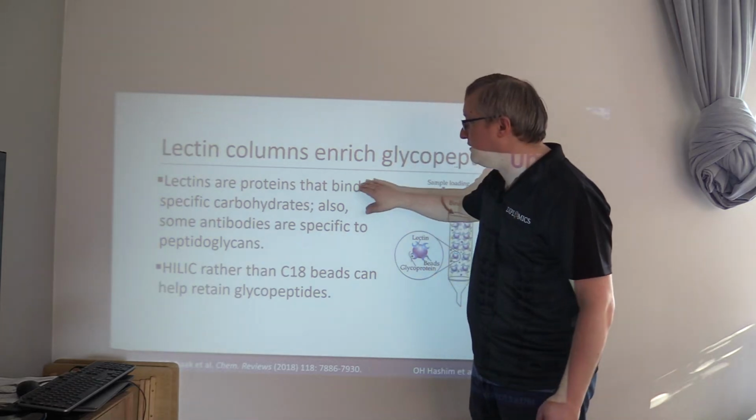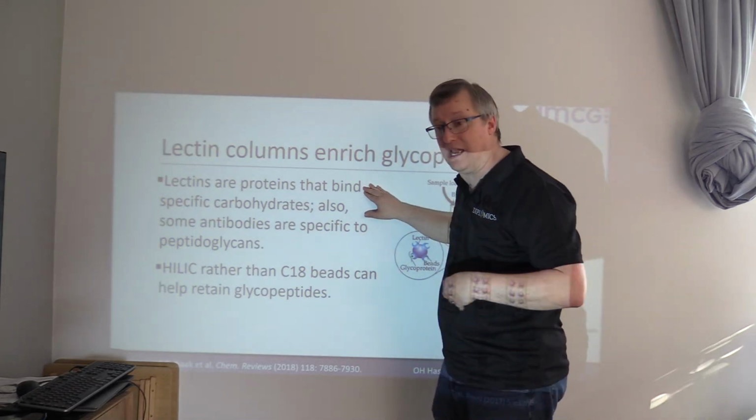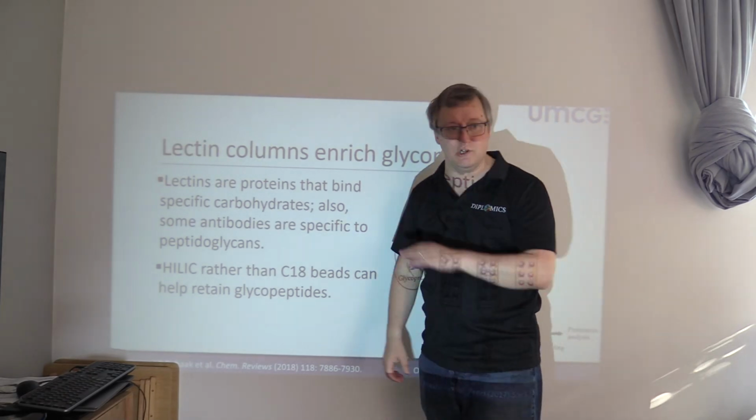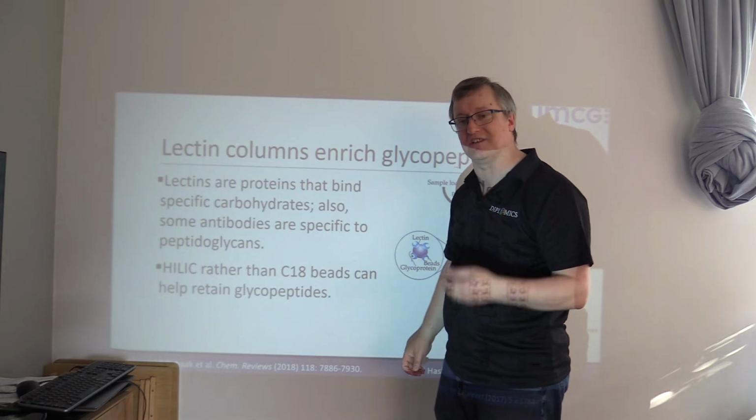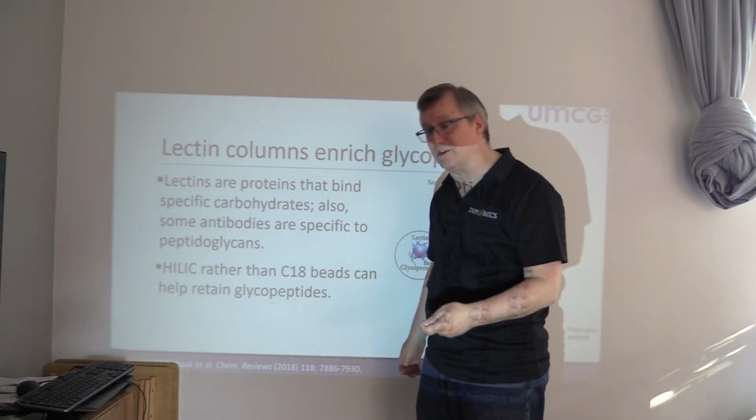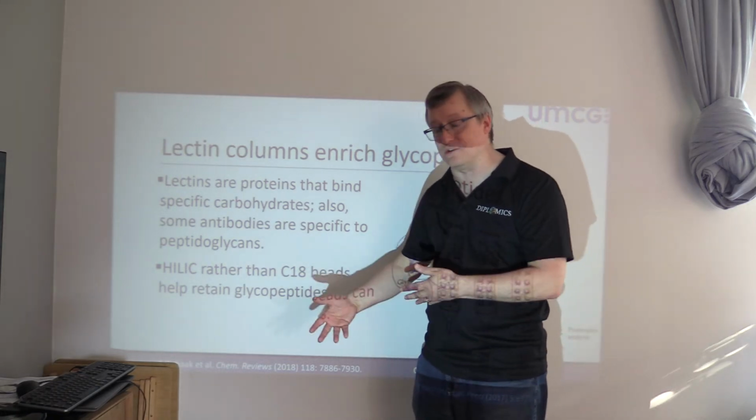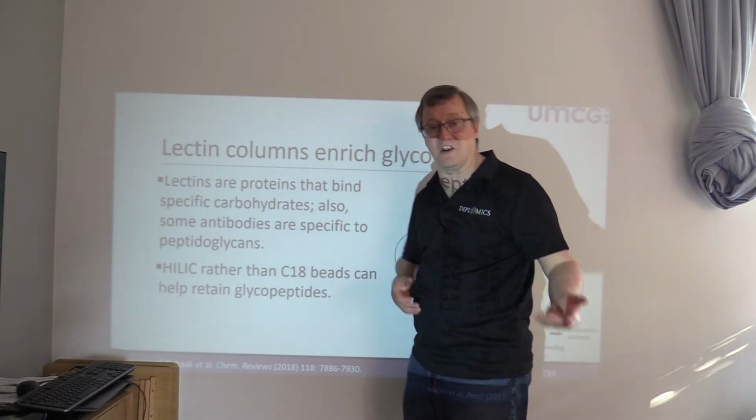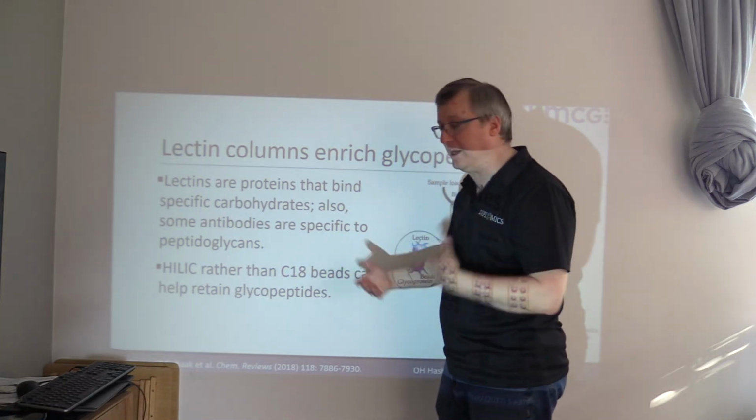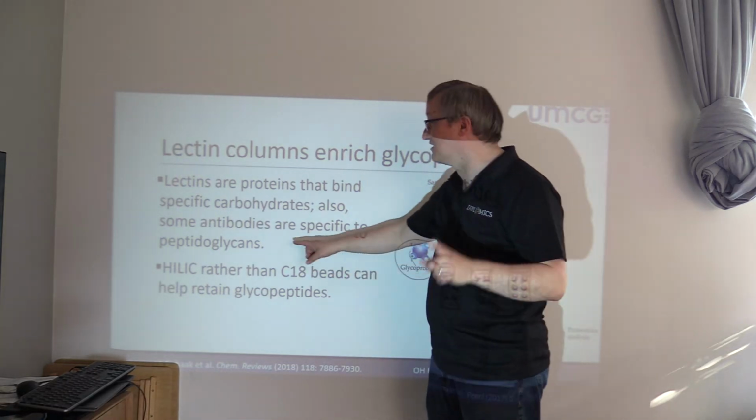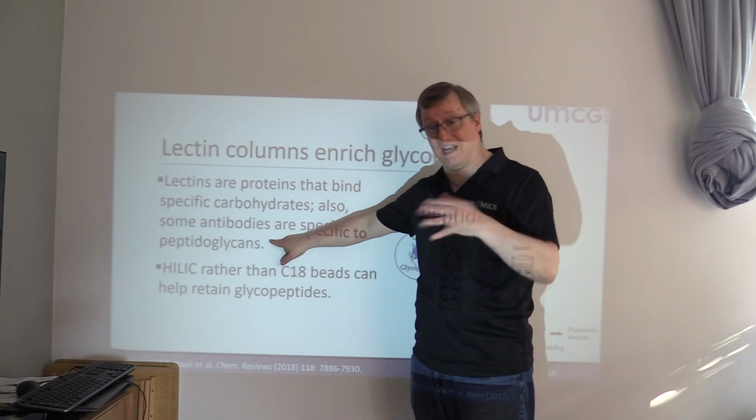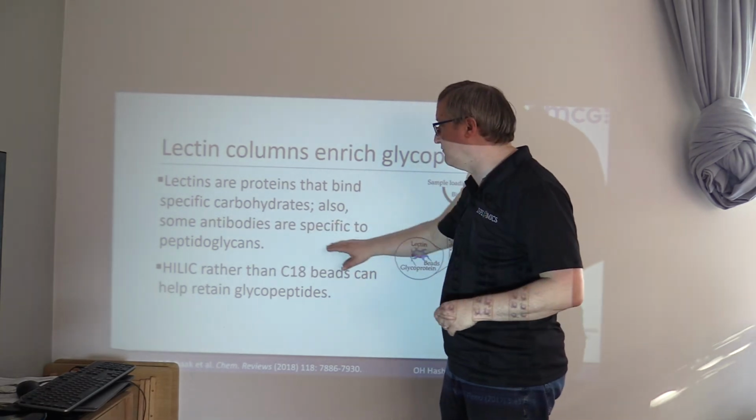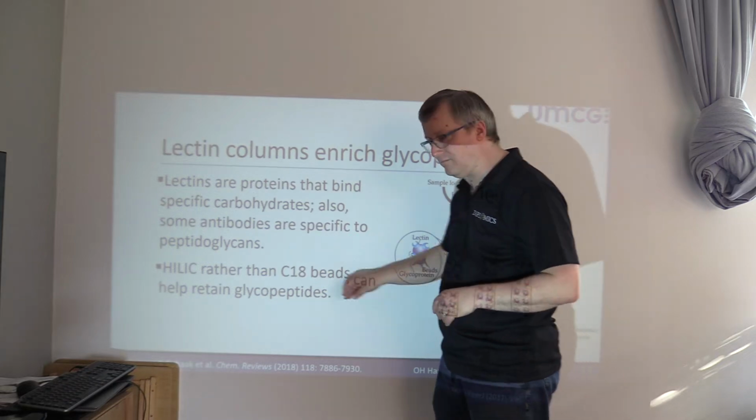Okay, and one of the valuable things that we can use for pulling out glycosylated peptides are lectins. Now, lectins are not antibodies, but they are proteins that bind to specific carbohydrates. So lectins are to glycans as antibodies are used for pulling out particular proteins. But it is also possible to find antibodies that have been raised against particular sugar forms of peptidoglycans.